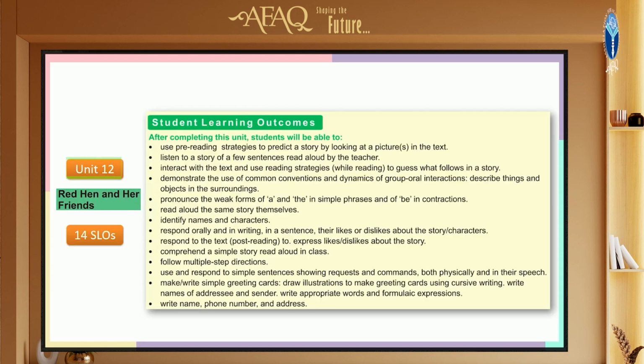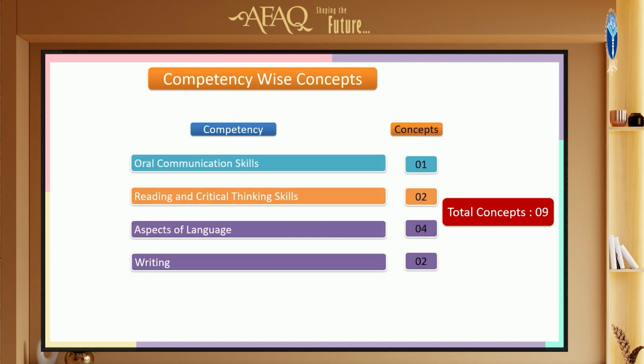This is Unit 12, and here we have the name of the unit, which is Red Hen and Her Friends. We have 14 SLOs over here, and the concept breakup includes oral communication skills, 1 concept, reading and critical thinking skills, 2 concepts, aspects of language, 4 concepts, and writing skills, 2 concepts.